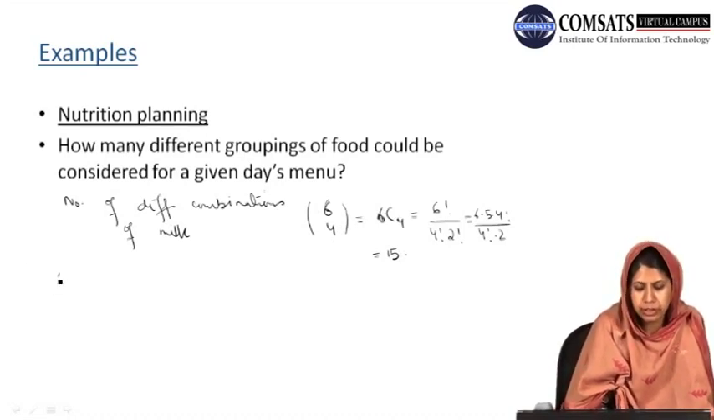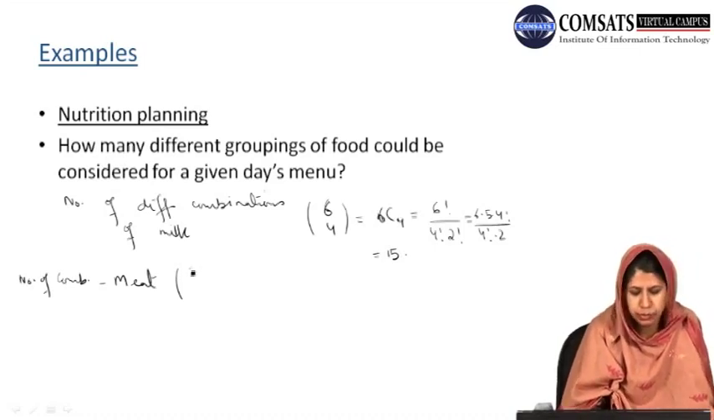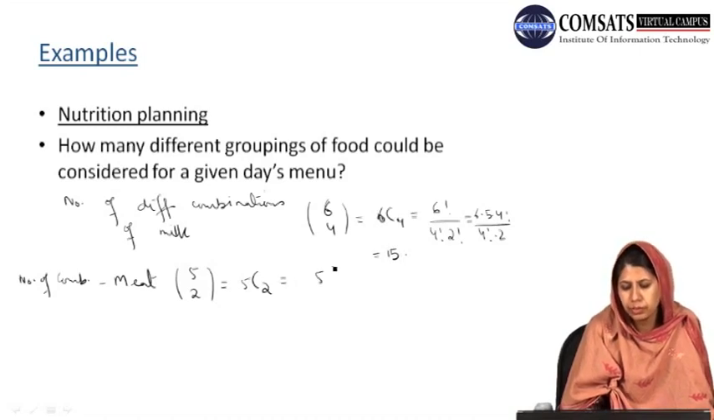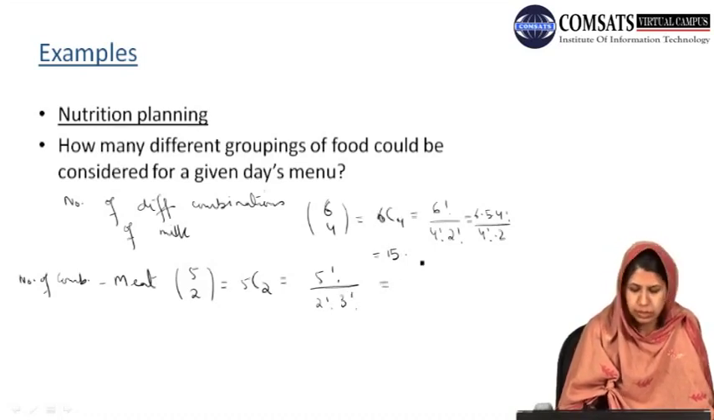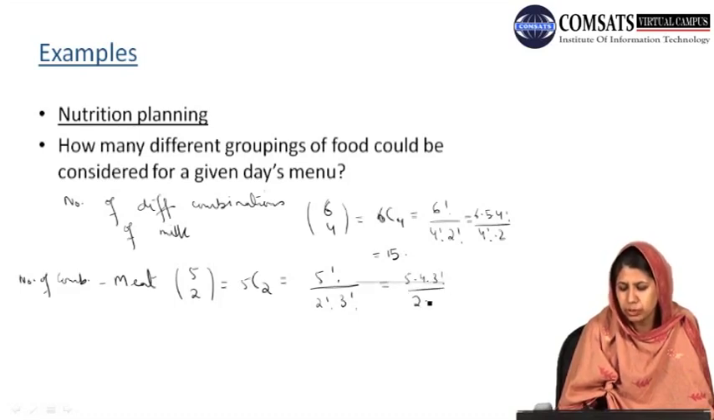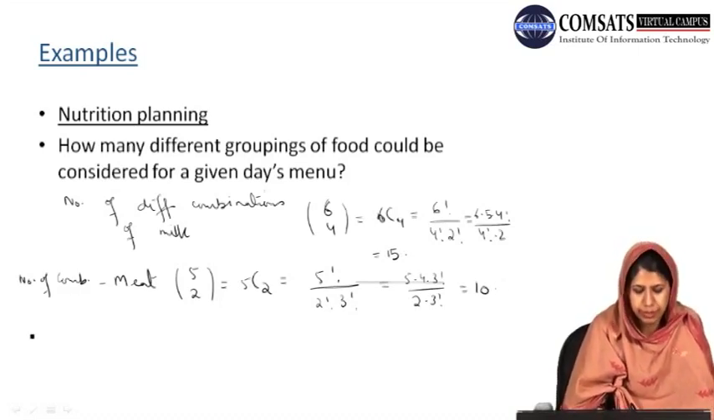So the number of combinations from the meat section will be nCr, which is equal to 5C2, which is equal to 5 factorial divided by 2 factorial into 3 factorial, which on simplification gives us 5 into 4 into 3 divided by 2 into 3, which is equal to 10 possible combinations.